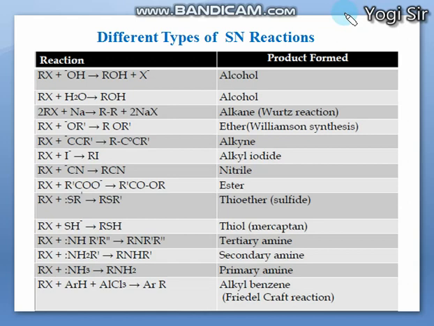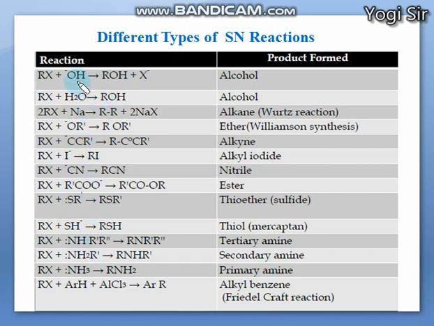Here you can see different types of nucleophilic substitution reactions. All these nucleophiles, like OH minus, water molecule, alkoxide ion, iodide, cyanide, carboxylate ion, thioether group, thiol group, and amines, are trying to displace, or substitute, these halogen atoms. The X is removed, and these nucleophiles are inserted in this R functional group. So all these are nucleophilic substitution reactions.